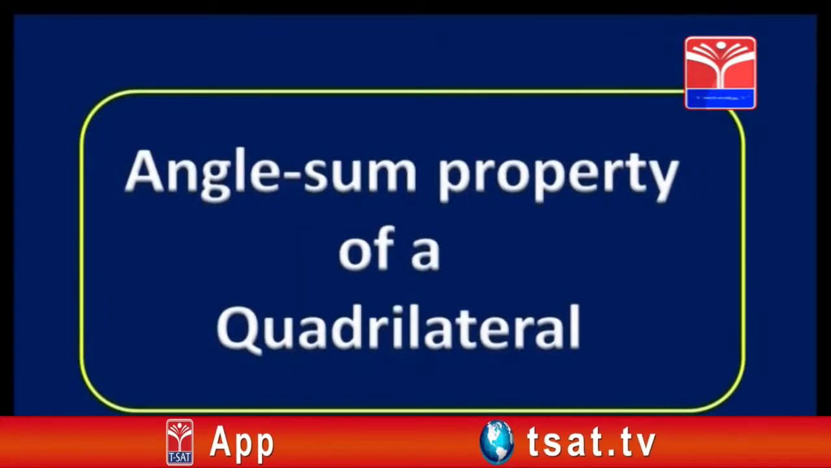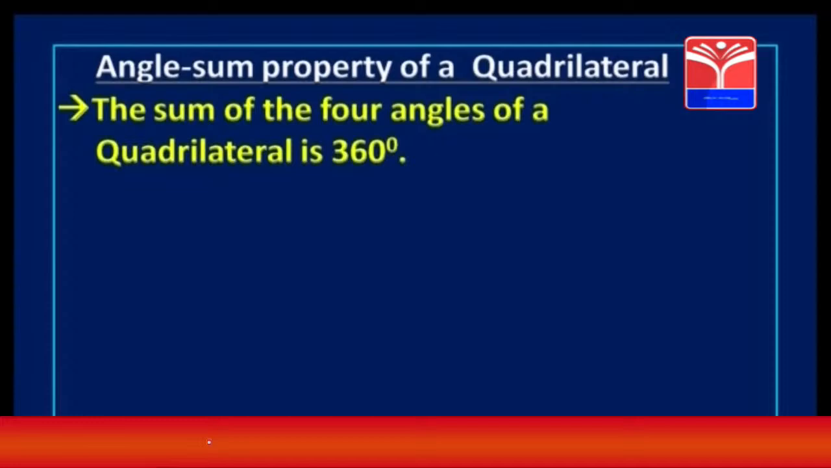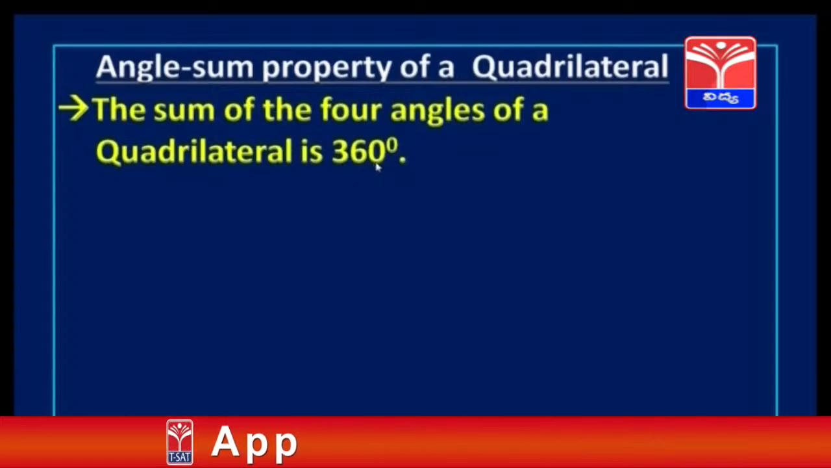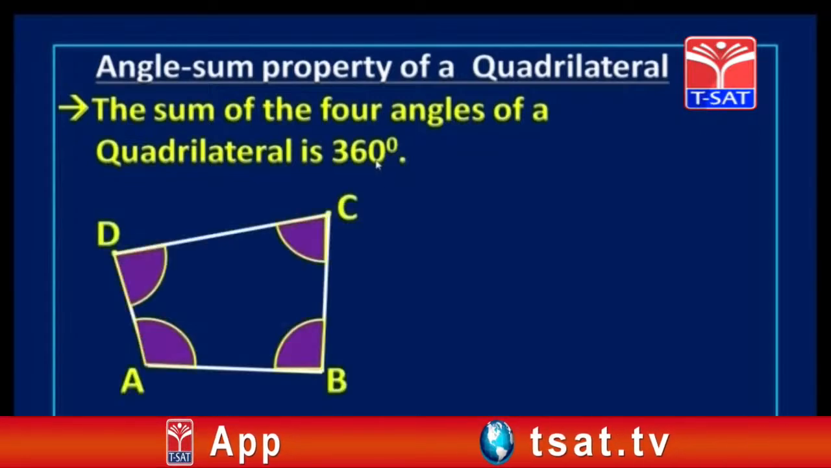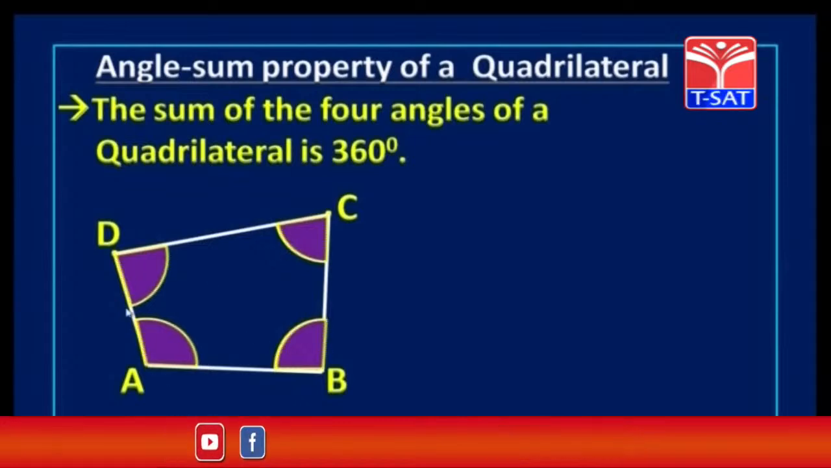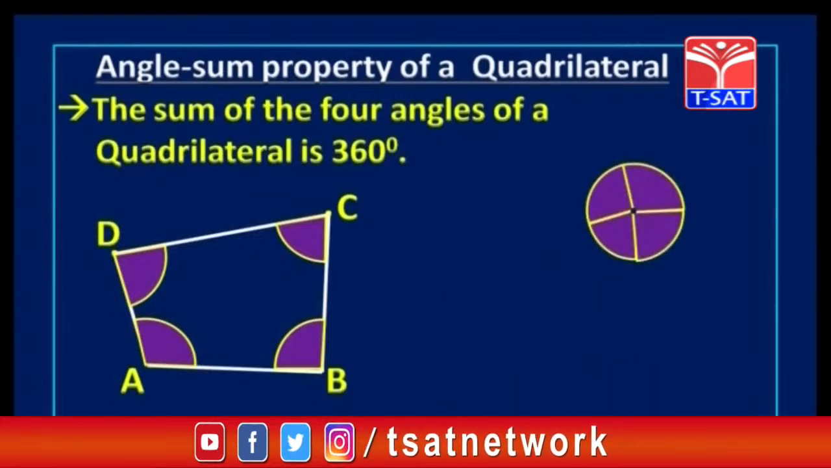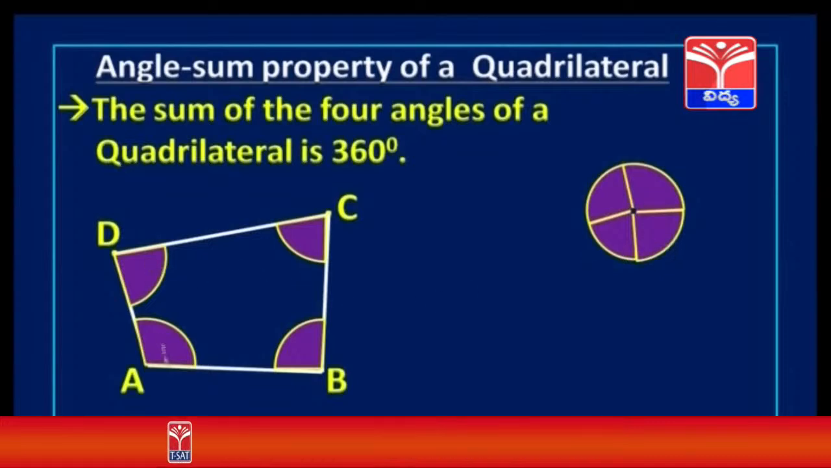Let us understand angle sum property of a quadrilateral. The sum of 4 angles of a quadrilateral is 360 degrees. Children, you know that sum of 3 angles in a triangle is 180 degrees. Sum of 4 angles of a quadrilateral will be 360 degrees. Let us understand this. Children, I am taking here ABCD quadrilateral and I am taking 4 angles here. If I take these 4 angles out and if I arrange them, you will get a circle. Children, what you can understand from this? Yes, I am taking here 4 angles and if I arrange them like this, I am getting a circle. So, it covers 360 degrees.